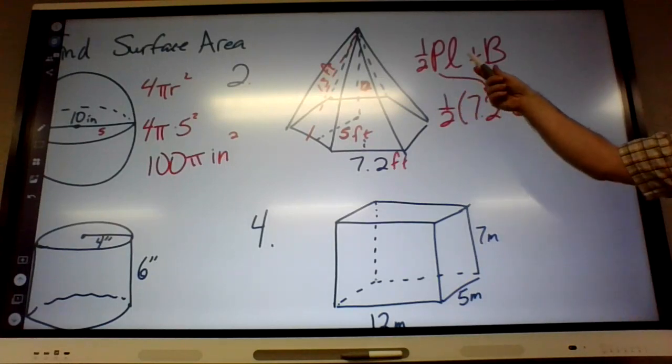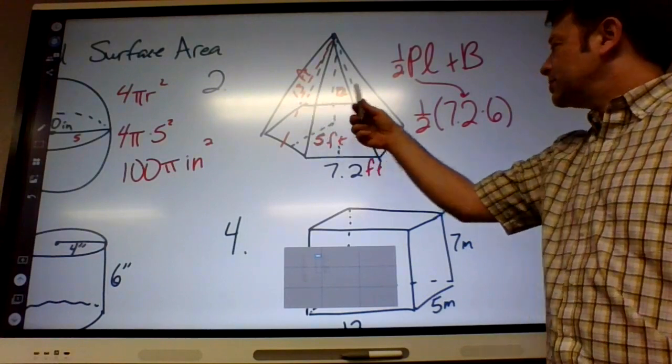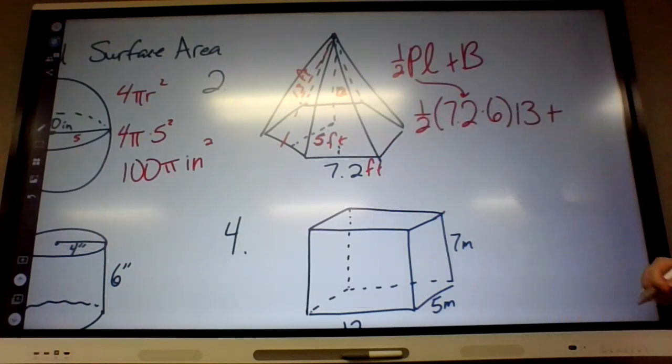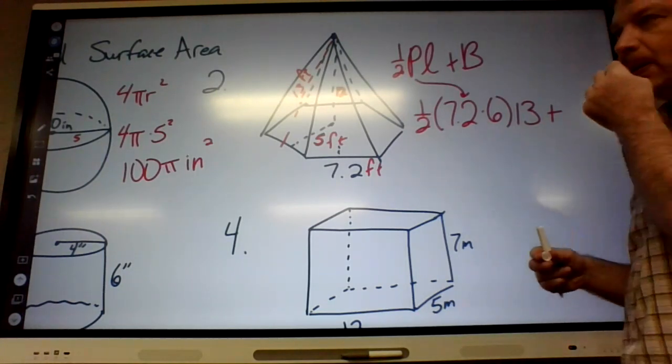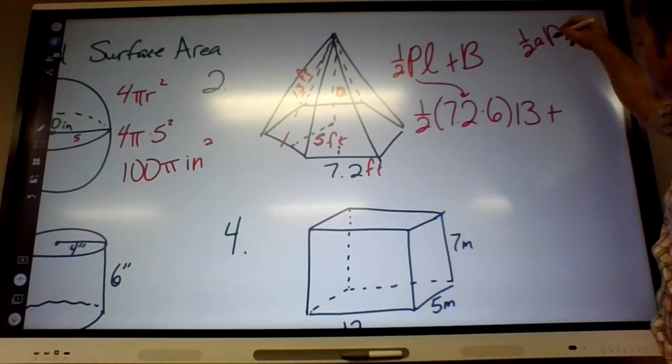What did the cursive L stand for? Slant height, which is 13. Plus, what does the capital B stand for? Base, the area of the base. And if the base is a hexagon, how would we find the area? 1/2 apothem times perimeter.